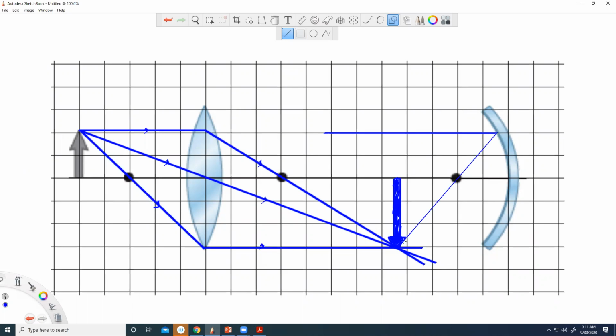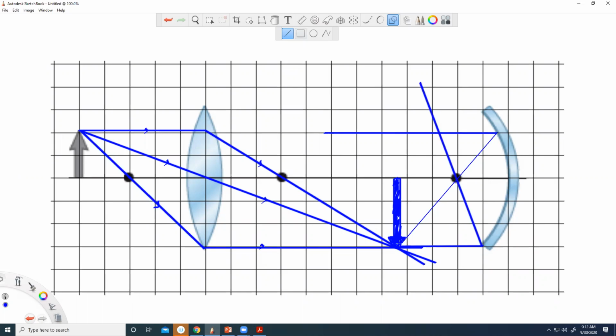Okay, and the second rule is if it hits the mirror parallel to the axis, let's say we have a ray parallel to the axis and hitting the mirror, then this would go through the focal point. So this will go through the focal point. Okay, and there is this real intersection here.